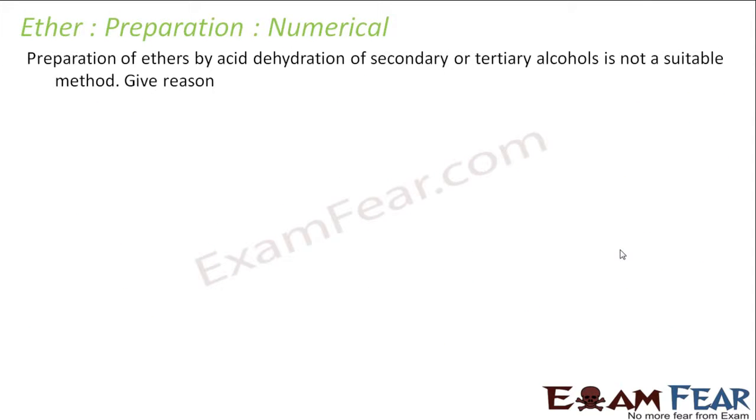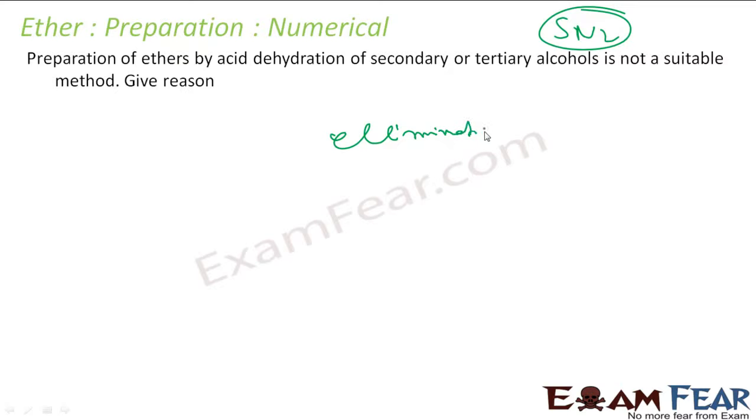The next is: preparation of ether by acid dehydration of secondary or tertiary alcohol is not suitable. Why? We have discussed that if it is secondary or tertiary alcohol, then what happens? Elimination takes place. Correct? Because it's all SN2 mechanism, so it should be unhindered. If it is hindered, then we have elimination. So elimination reaction competes over substitution reaction here. So if it is tertiary or secondary, then elimination takes the preference.